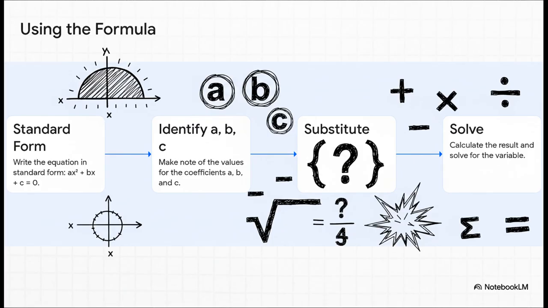First, get your equation into that standard form so you can correctly pick out your a, b, and c values. Then you just plug those numbers into the formula. The most important thing is to be super careful when you substitute, especially with any negative signs. But after that, it's just a matter of doing the arithmetic.